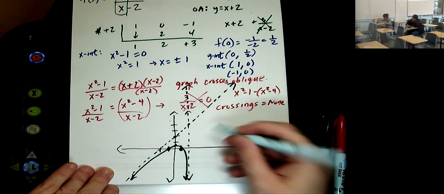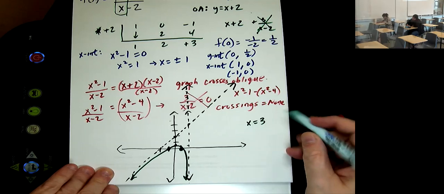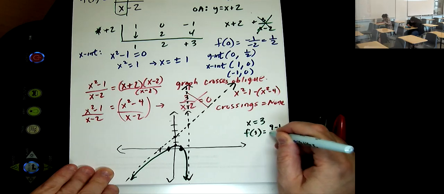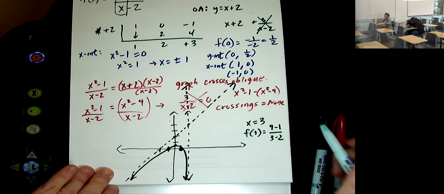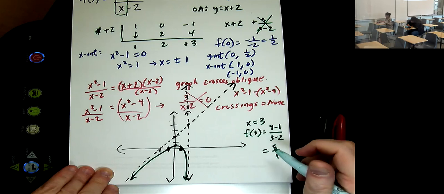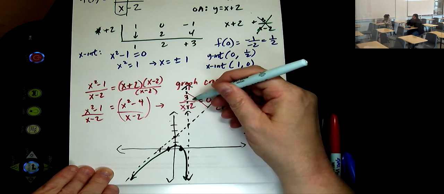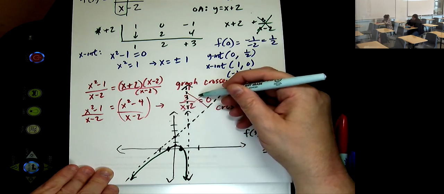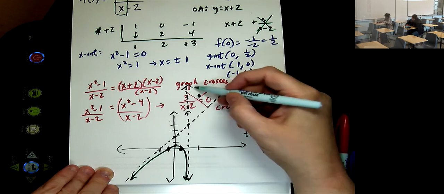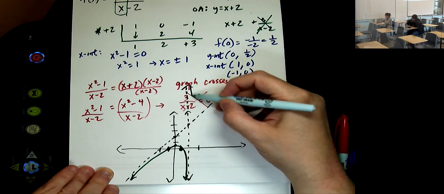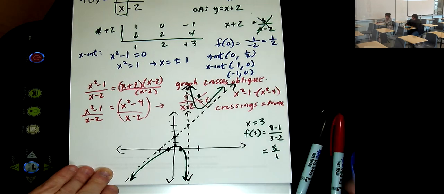Why don't we stick in x equals 3 and find out? If I put in 3, I get 9 minus 1 over 3 minus 2, which is 8 over 1, which is way up here. That's 4, 8 is like twice as high. It's doing something like that. Ignore that point.